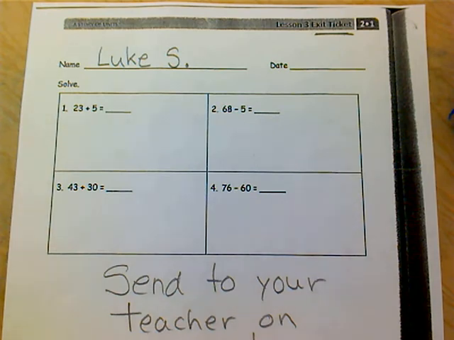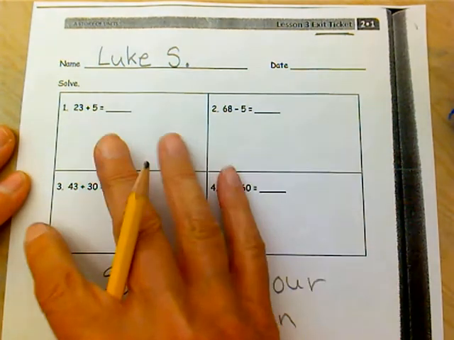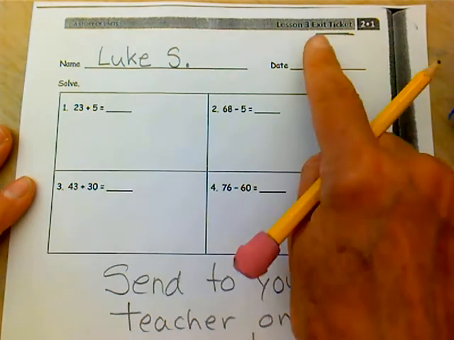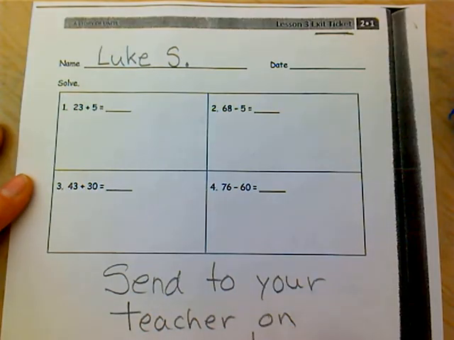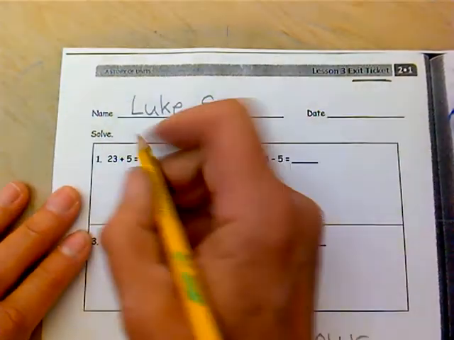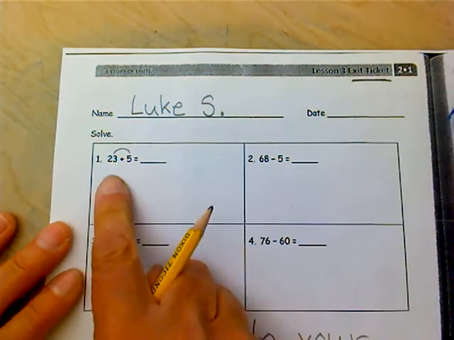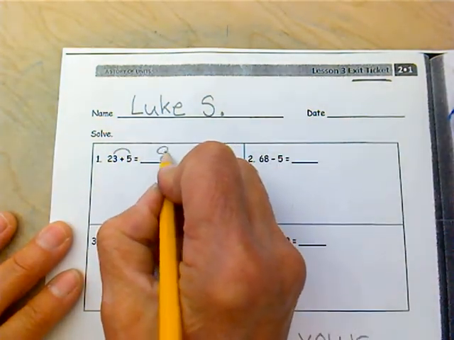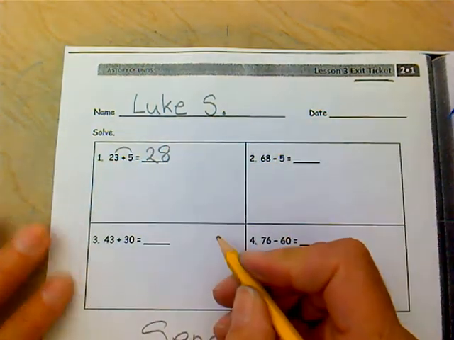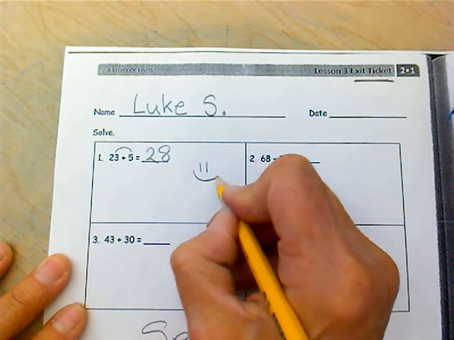So I am going to tell you to pause the video and show me how you solve these problems on your exit ticket using the things that I have shown you in Lesson 3. Ready? And pause. Are you back? Here we go. So I am looking at 23 plus 5. I'm going to add my ones and my ones to get 8. 2 tens plus 0 tens gives me 2 tens. Did you get 28? I hope you did.